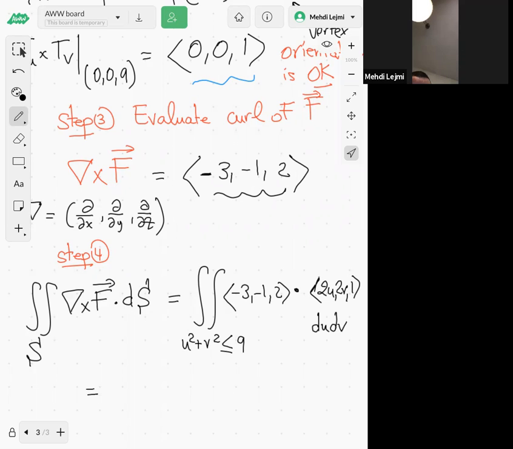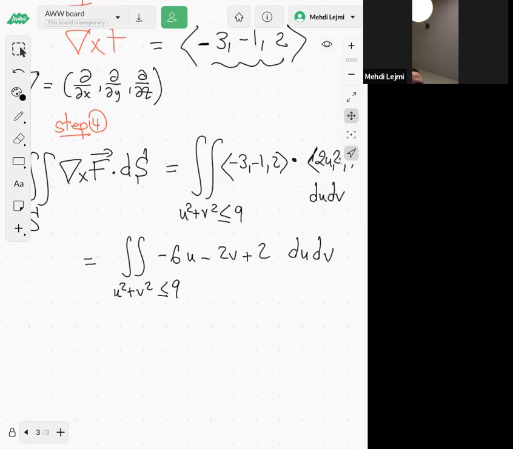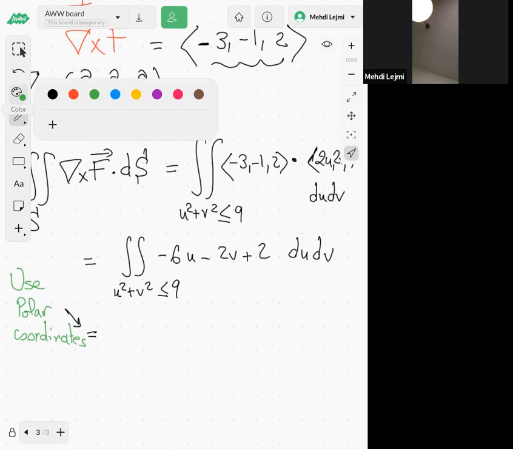So in other words, this would be a double integral of (-6u - 2v + 2) du dv over u squared plus v squared less than or equal to 9. So in this case, it's better to use polar coordinates, as we did last time, because the domain is the interior of a circle. So we use polar coordinates. Anyway, we did all these details last week, and the answer we got was 18 pi.